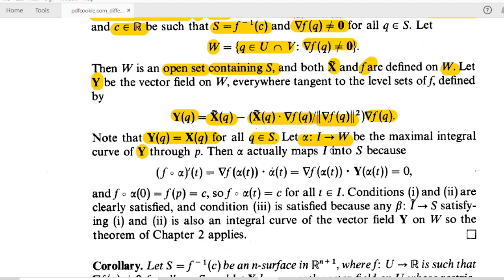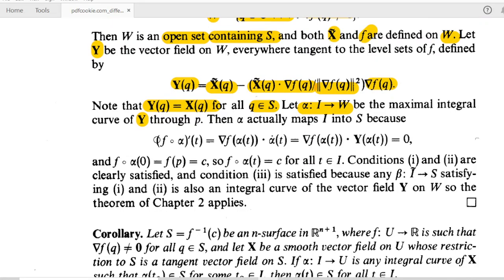Then, consider F composition alpha, derivative at T. F composition alpha dash of T is nabla F of alpha of T dot alpha dot of T. Now nabla F of alpha of T and alpha dot of T, that is Y bar of alpha of T, because we have assumed alpha as a maximal integral curve of Y bar. So alpha dot of T can be written as Y bar of alpha of T.